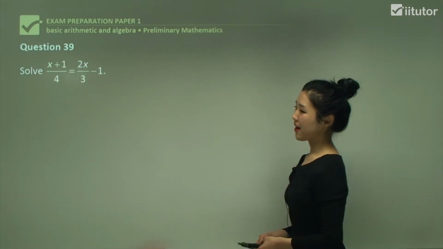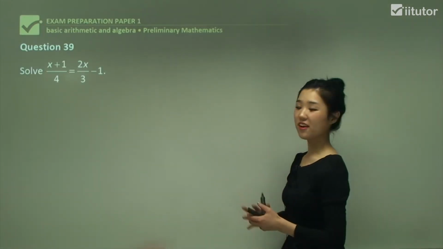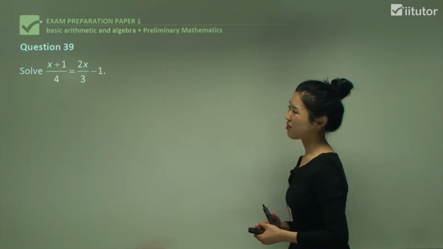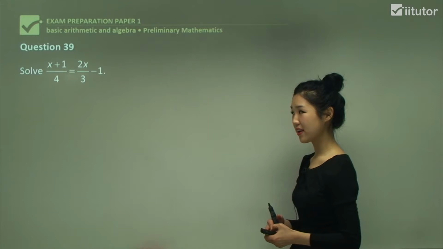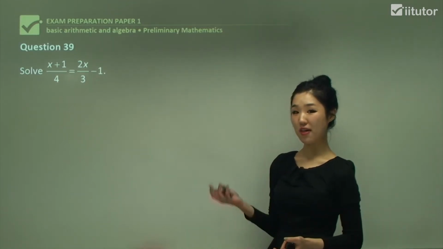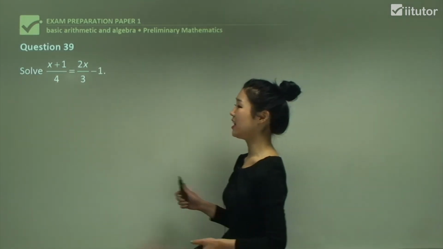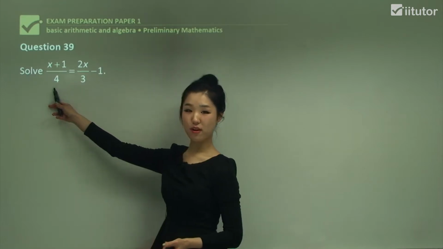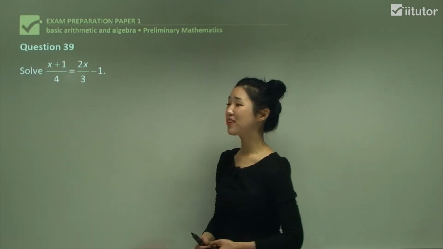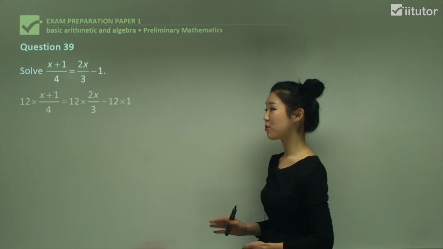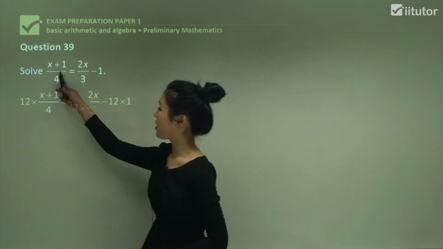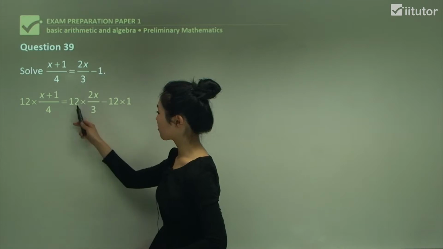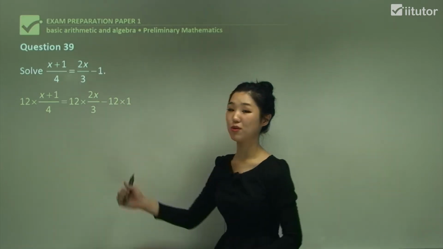Now question 39 says solve this equation, okay? Now, alright, we've got some fractions again. So again, I don't want to have any fractions, so we're trying to eliminate the denominators by the lowest common multiple of 4 and 3. 4 and 3, okay? So what is it, guys? Should be 12, so I'm going to multiply out everything by 12. So multiply this fraction by 12, this fraction by 12, and the 1 by 12 as well.